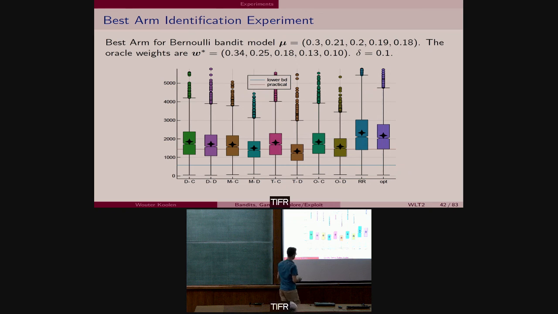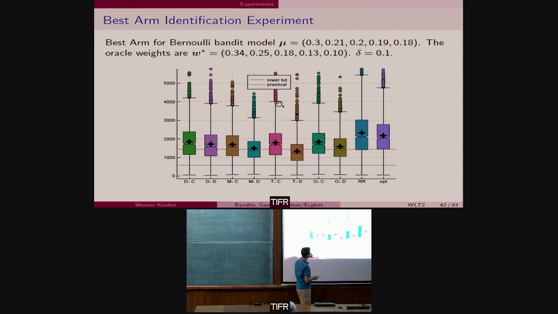Okay, so what is ours and what existed? Track and stop is T, so that's those two. So you see direct tracking works better. Our algorithms are the first four. So, for example, this one, it's close, maybe a little bit worse. Playing the oracle weight directly, as you were asking, is the purple one. So you see that that's not stellar in any sense. And yeah, if you take the lower bound seriously, you get blue.